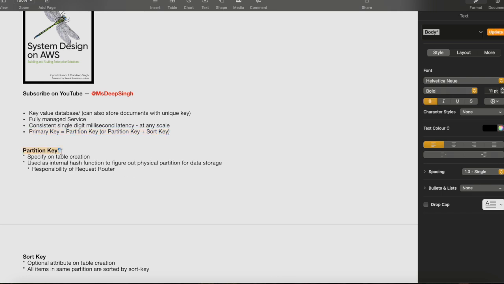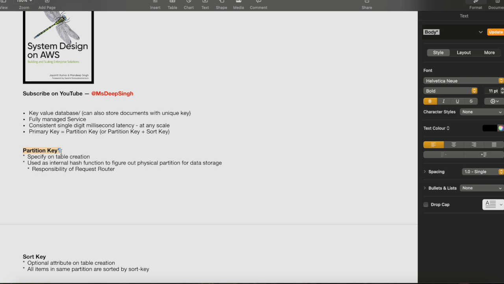So the partition key helps you identify how your data will be stored. Think of Amazon DynamoDB as a bunch of storage nodes. It works based on a leader follower architecture. So you have leader storage nodes and you have follower storage nodes. Think of your architecture as a combination of these storage nodes. Now DynamoDB has to figure out where this data has to reside, where this data will be stored. That is done with the help of the partition key.